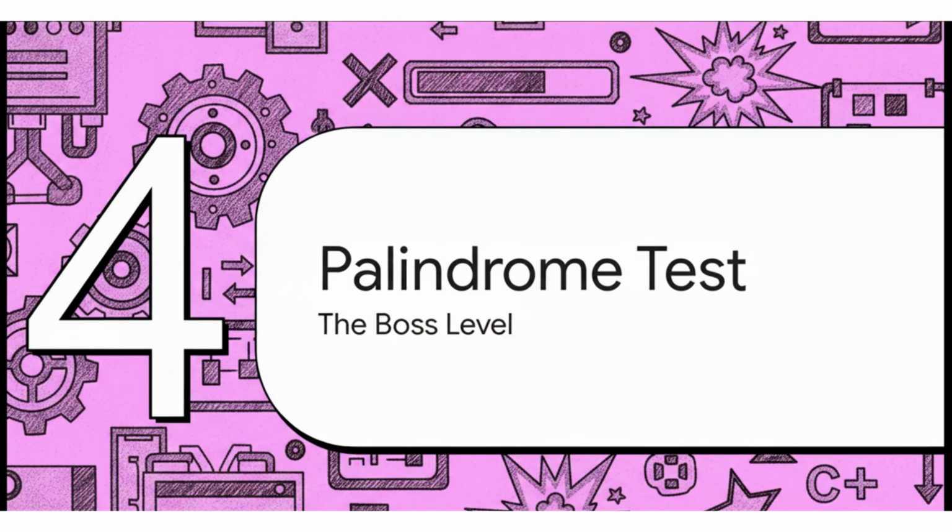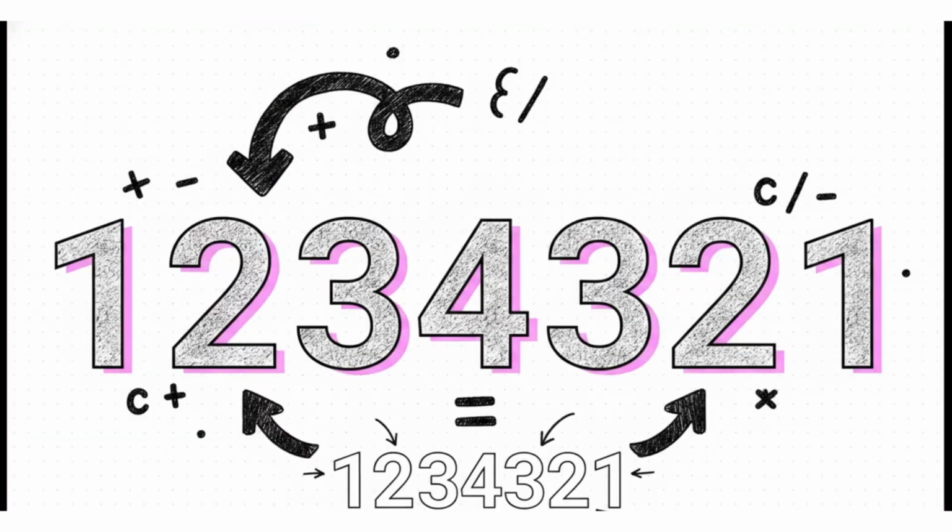Okay, part 4. Algorithm 3, the palindrome test. This is kind of the boss level of today's concepts. Let's see how we can combine the tools we've mastered to check if an integer is a palindrome.